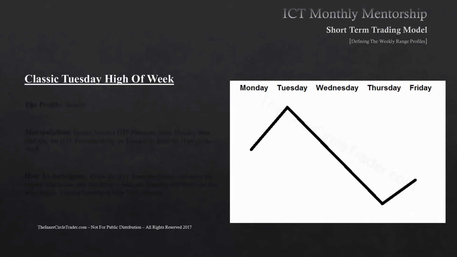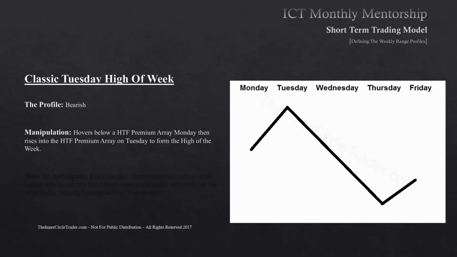Okay, the next one is the classic Tuesday high of the week. This market profile for the week is generally bearish. You're already expecting lower prices. And the manipulation you're expecting is when price is hovering below a higher time frame premium array Monday, then rises into a higher time frame premium array on Tuesday to form the high of the week.